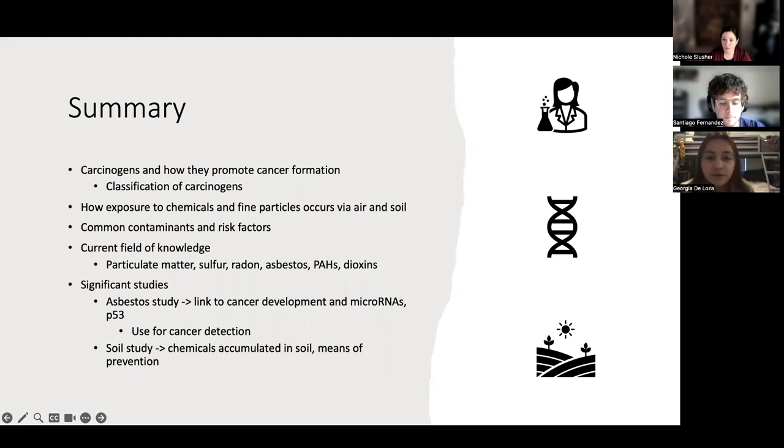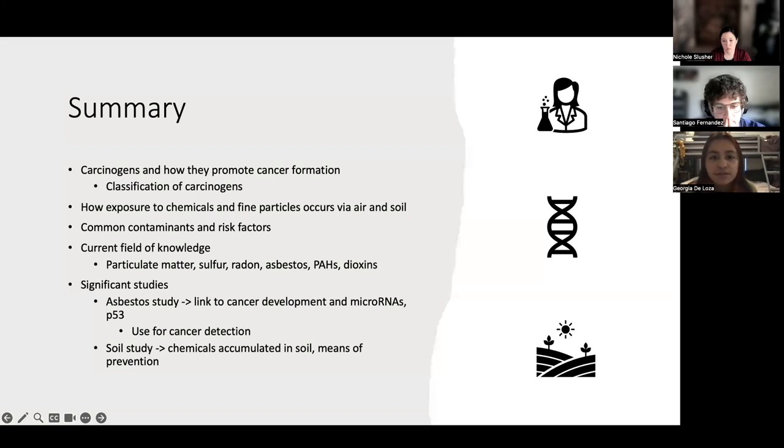There are some chemicals and fine particles that could be found in both the air and soil, such as PAHs and dioxins. PAHs are linked to a variety of cancers and can be found in the air via burning materials and industrial processes, and in the soil, they lead to exposure when humans consume crops grown in contaminated soil. Dioxins function similarly to PAHs in their means of exposure via air and soil, and they're linked to a variety of cancers. In the soil, we examined pesticides and various metals such as arsenic and chromium, both of which are considered carcinogenic. We also looked at specific studies that we felt were significant to our topic.